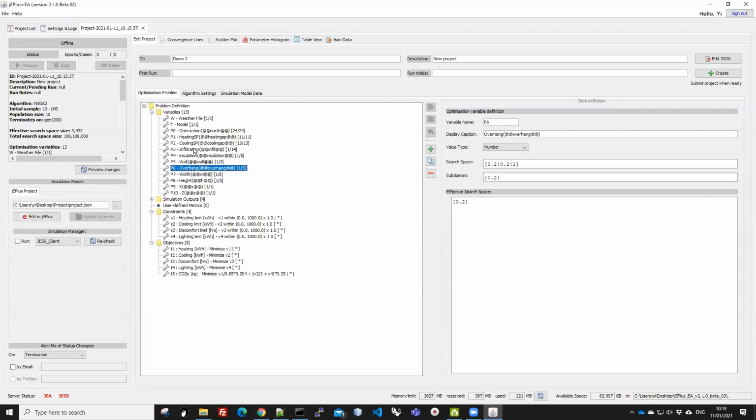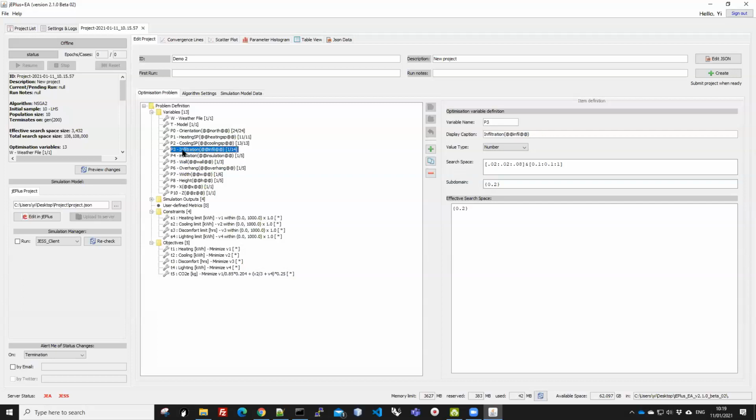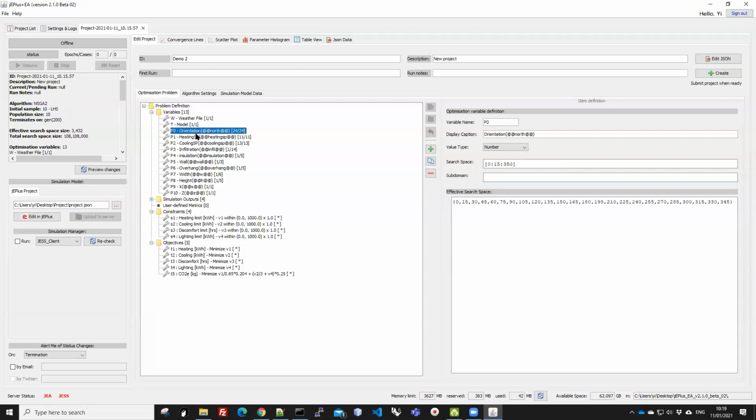But in this example we are going to look at, I have disabled all the parameters from infiltration and forward. So the window size is fixed, the wall construction is fixed, insulation level is fixed, infiltration level is fixed. All the things we are going to vary in this case are the orientation, the heating set point, and the cooling set point. This is just to make the problem simpler, so we can understand what's happening there.